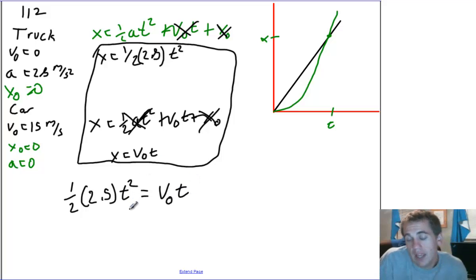Okay? Handy is t is on both sides. Oh, and I know v naught, right? I know v naught is 15. I'm like, wait a minute, that's two unknowns. I'm going to run out of equations. Nope, we'll be okay. So v naught's really 15.